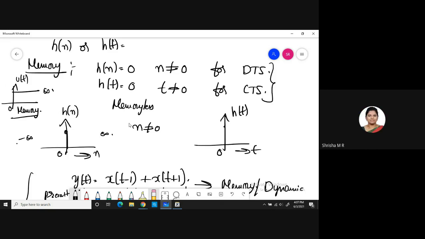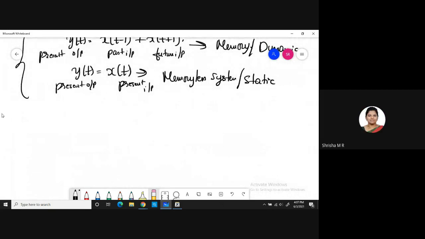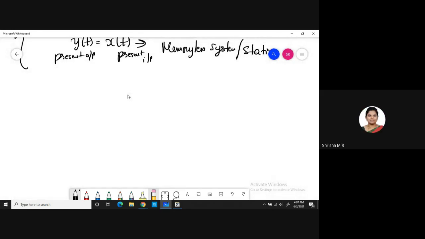Like that, you have to understand. If you have amplitude only at t is equal to 0 or n is equal to 0, that is memoryless. If you have any amplitude to the right of 0 or to the left of 0, that's a system with memory. Got it? Others understood? So that is memory and memoryless.